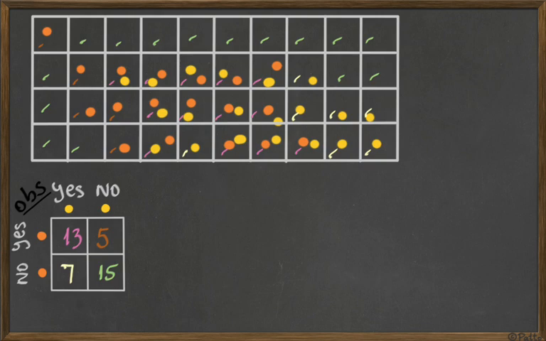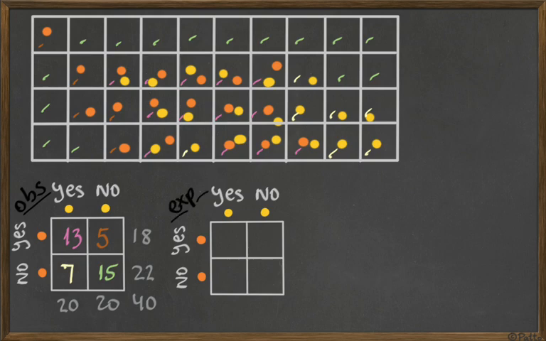So let's calculate the chi square. How do I do that? I add the lines, I add the columns, I get those values over there, and I'll make here a table for expected.